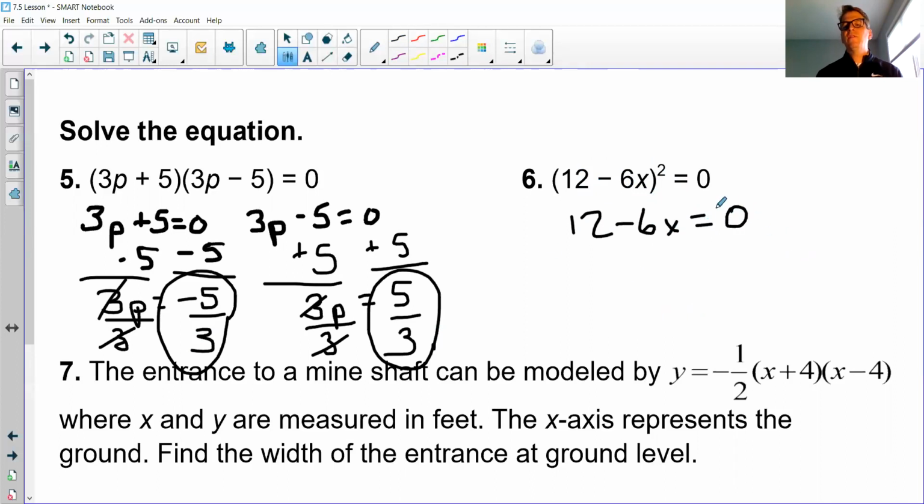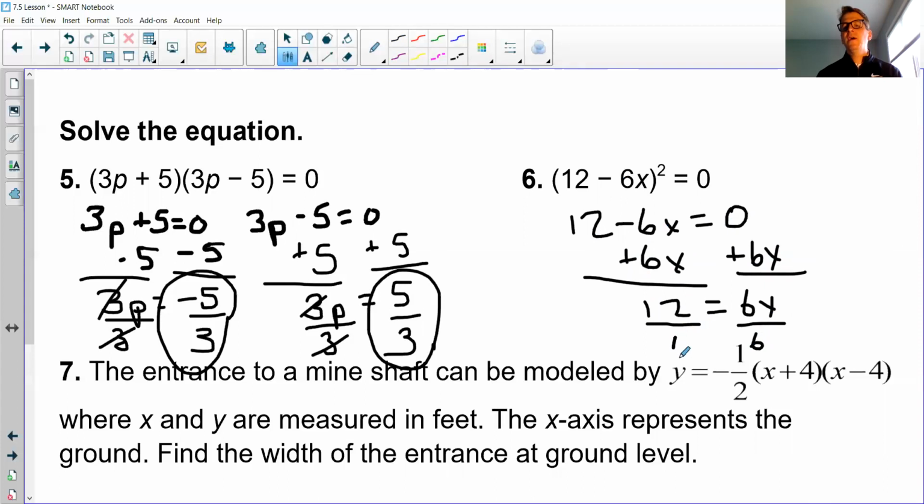If you're going to solve for x, get x by itself, I can add 6x to both sides. I have 12 is equal to 6x. Then if I divide by 6 on both sides of the equation, 12 over 6 is 2. So x in that case is 2.